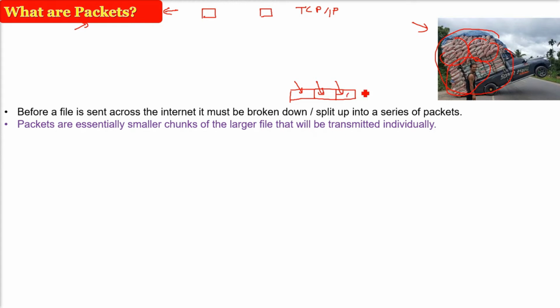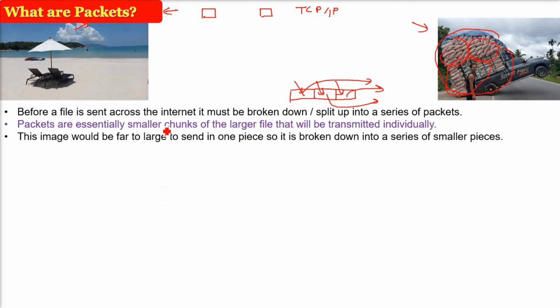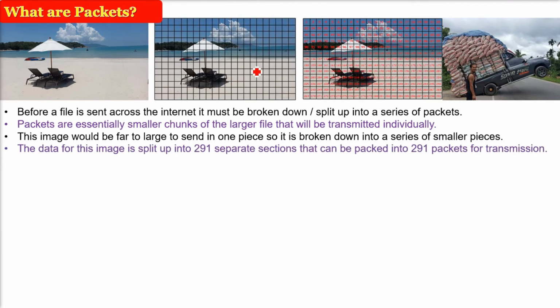So packets are essentially the smaller parts or chunks of a larger file, and they will be transmitted individually. For example, this is an image and this is very large. You cannot send it at once. So you have to divide this into different pieces. This is how we divide it. This particular data in this example, we have divided into say 291 separate sections or pieces, and these 291 are nothing but the packets, and this will be transmitted from sender to receiver.